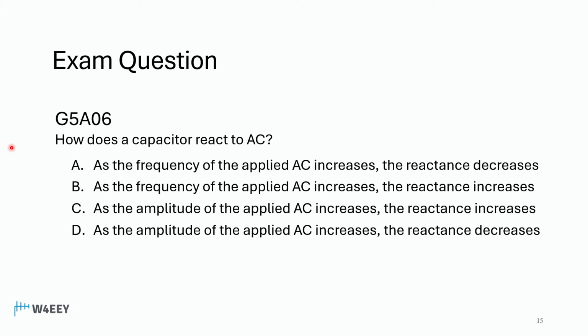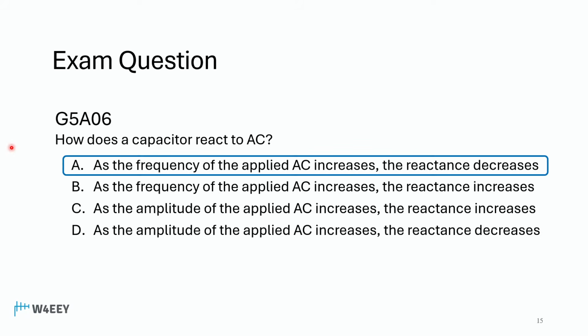How does a capacitor react to AC? Alpha. Did I hear an alpha? Yeah, alpha, sorry. Okay, as the frequency of the applied AC increases, the reactance decreases, and that formula is X of C equals 1 over 2 pi frequency C. So if you can understand that direct and indirect relationship and remember the formula, you'll be able to get these two. You won't get them confused.